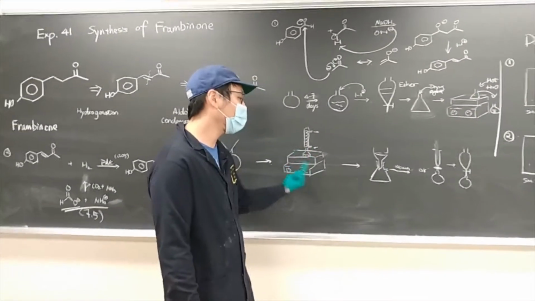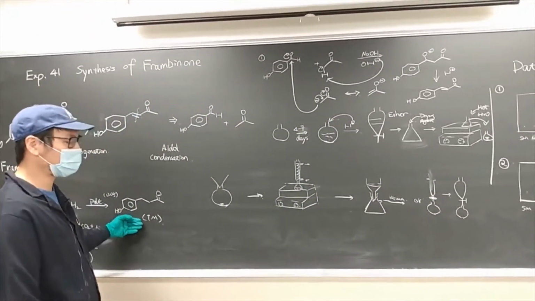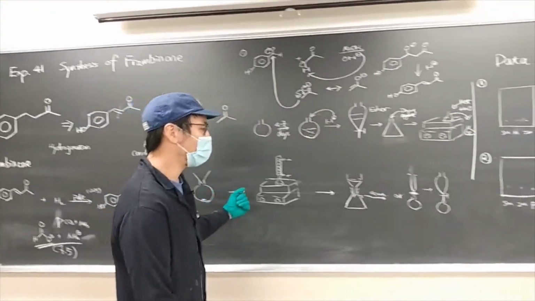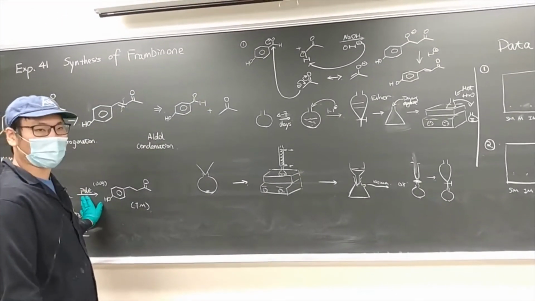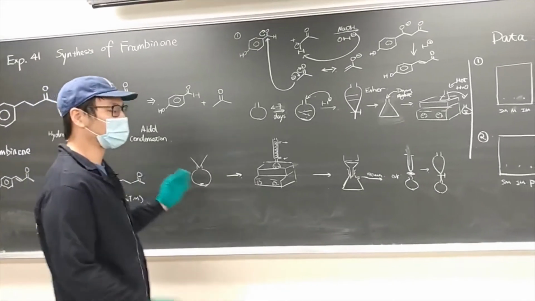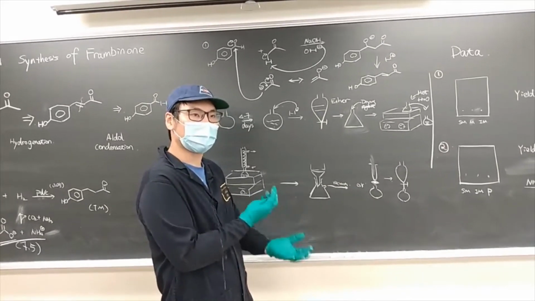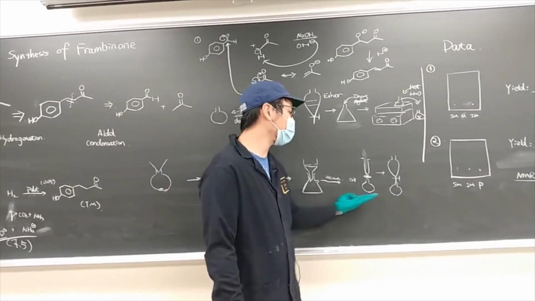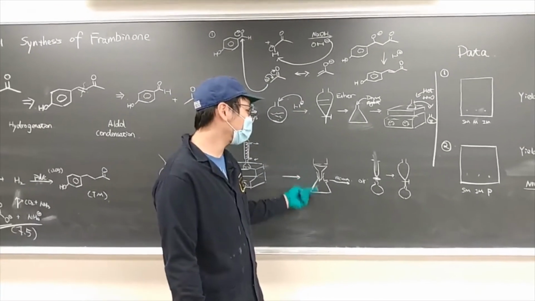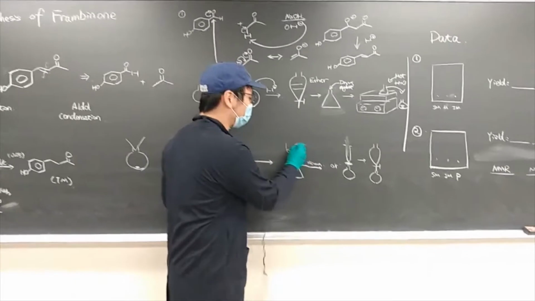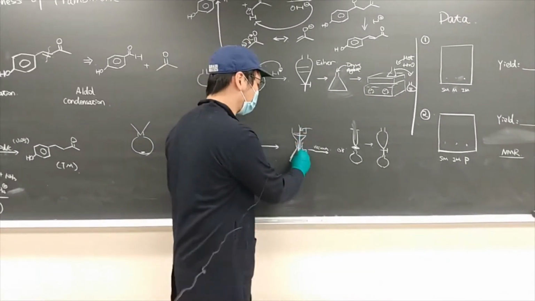Once we have the reduced product, the target molecule here, we need to separate it from the palladium on carbon. The palladium on carbon is a solid, so we need to separate our product from the solid. There are 2 ways to do the filtration. An easy, conventional way is vacuum filtration. The palladium on carbon will stick on the filter paper and our product can just go through it.